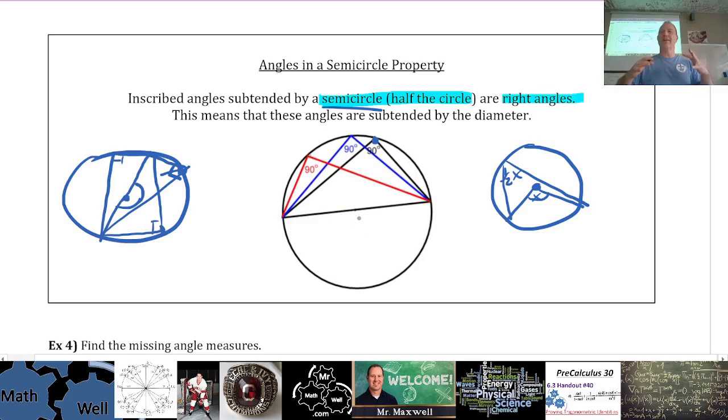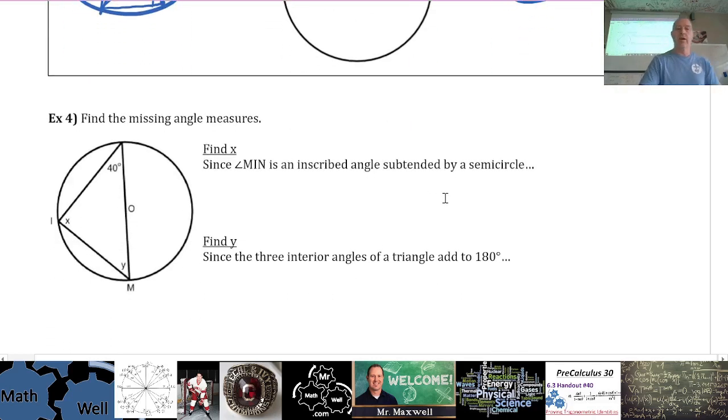That's a lot of words there, but hopefully you're understanding. So if you have a diameter and you have a point on the circle and you connect the edge of the diameter with the other edge of the diameter, that's always going to be 90 degrees. Always 90, always 90. Okay? All right. Now we have a triangle that is inscribed in a circle, and one of the sides happens to be the diameter. Huh, interesting.